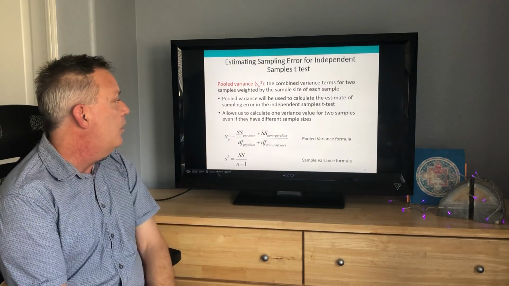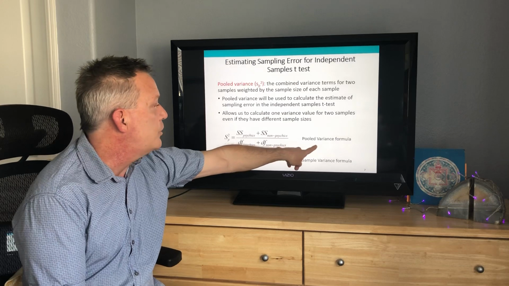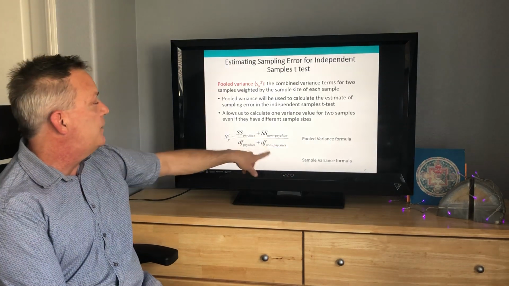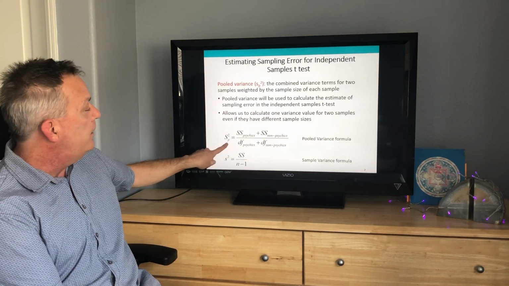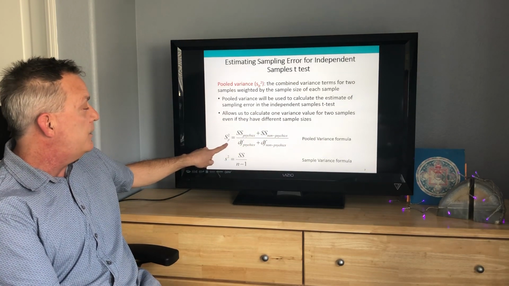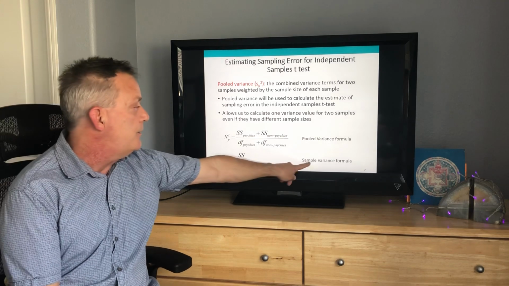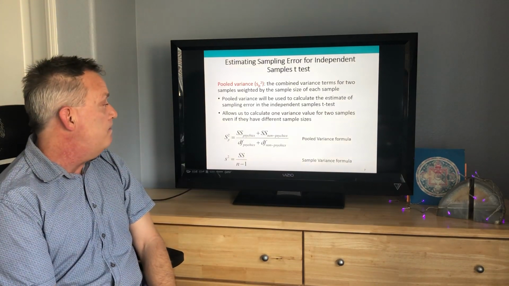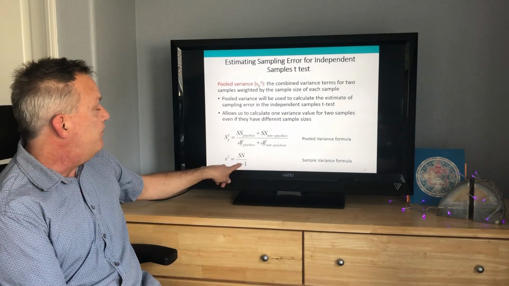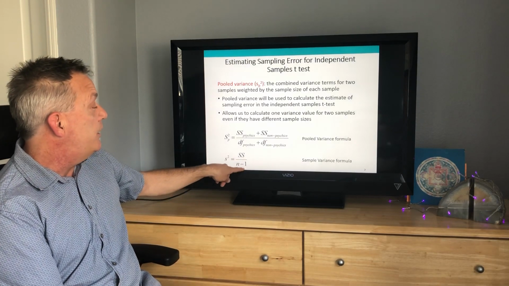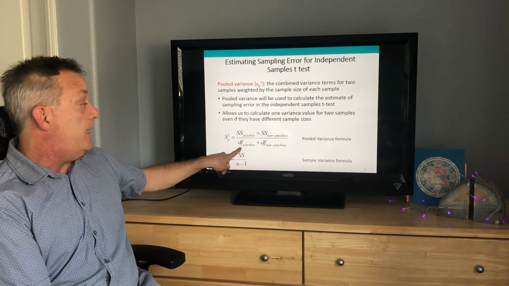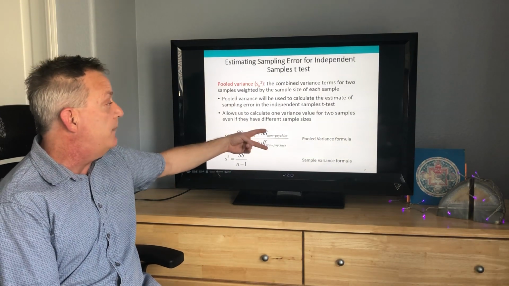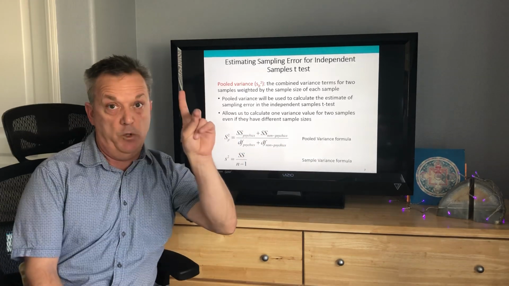We only have one score that we can plug in, and it's called the pooled variance. And this is the pooled variance formula right here. This is the symbol for the pooled variance. And as you'll notice, it's hardly much different than the sample variance formula. The sample variance formula is the sum of squares over n minus 1, and you'll remember the df is n minus 1. So this is the same thing, but we're adding them together to get the pooled variance formula.